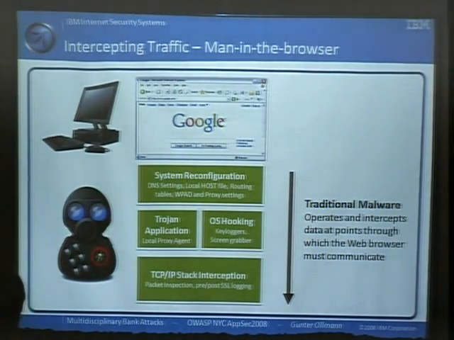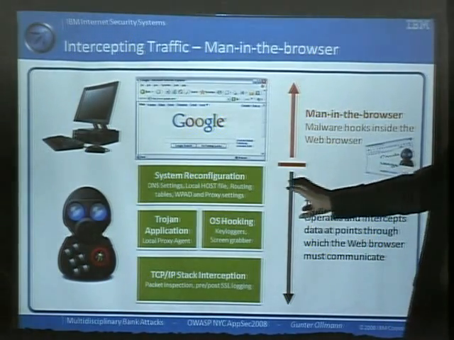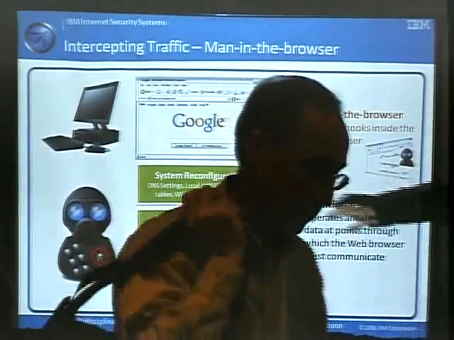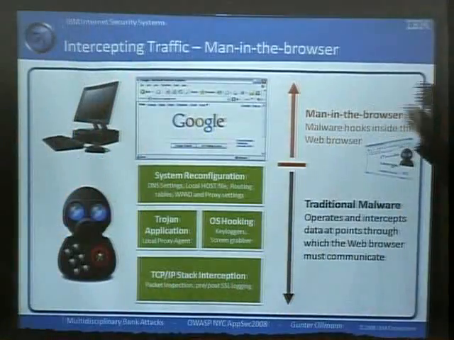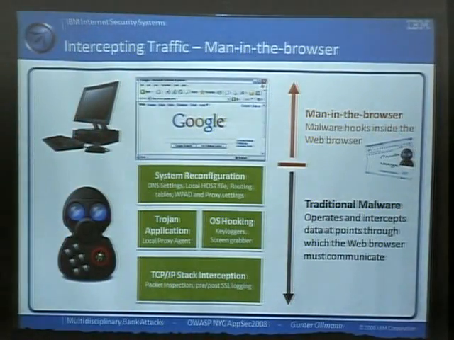The real thing, though, is the bad guys have moved well beyond that. The key thing we're seeing today is called man in the browser. The man in the middle is now sitting inside the web browser. So with traditional malware, you're normally looking at system reconfiguration, Trojan applications, operating system hooking, and TCP/IP stack deception. This is where keyloggers come in. Man in the browser goes inside the browser, so it's operating inside the browser.